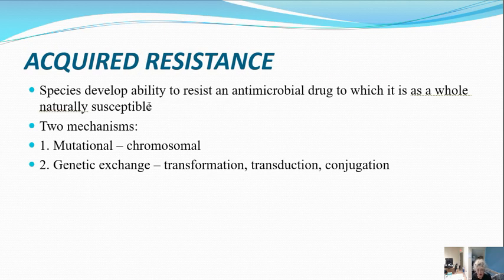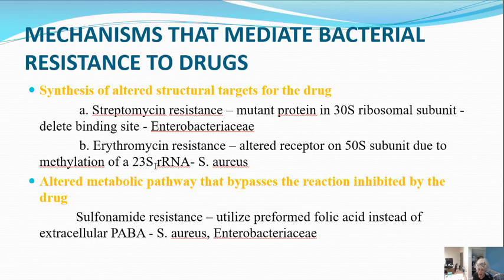Acquired resistance: a naturally susceptible bacterium changes through mutation and genetic exchange, transformation, transduction, and conjugation. So when the bacteria start to change, there is methylation of the 23S ribosomal RNA in Staph aureus, and altered metabolic pathways that bypass the reaction inhibited by the drug, as in sulfonamide resistance. They utilize preformed folic acid instead of extracellular PABA in Staph aureus and Enterobacteria.